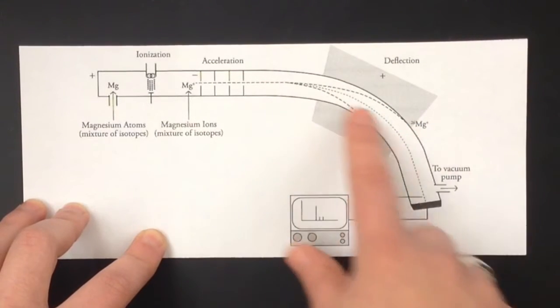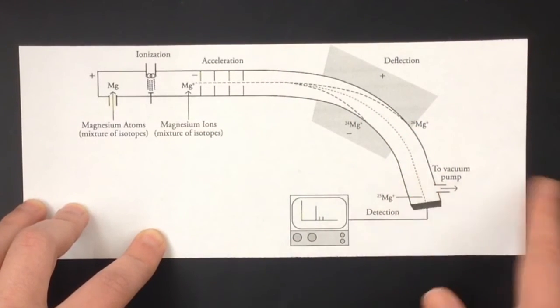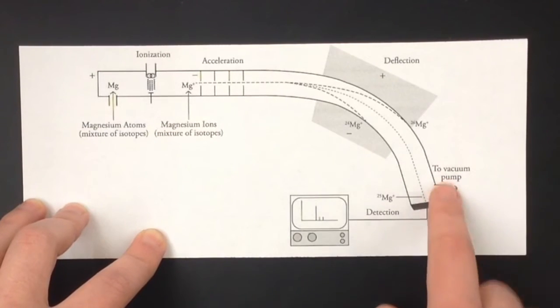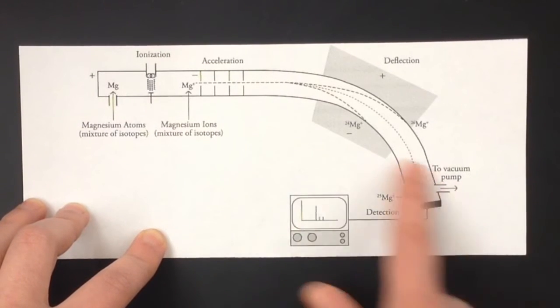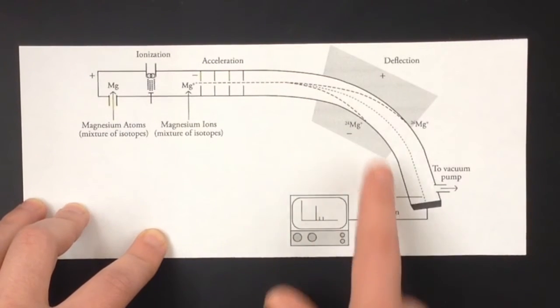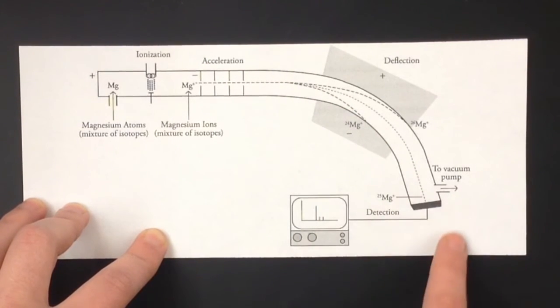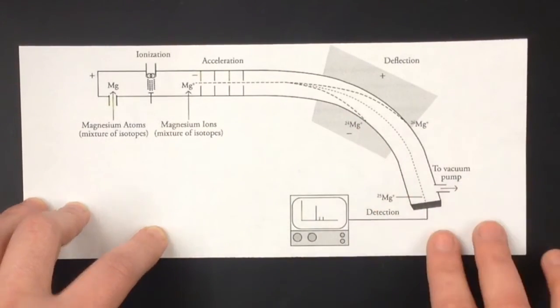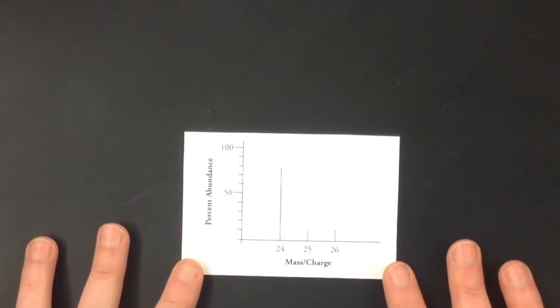Now from that, it's going to go all the way down here, and then there's a vacuum pump to get rid of the ions. Then at this end, there's a detector that's attached, and that detector is looking at how many ions, how many particles are hitting at that particular spot where they're expecting the different masses to be. And so what we get is this type of mass spec graph.